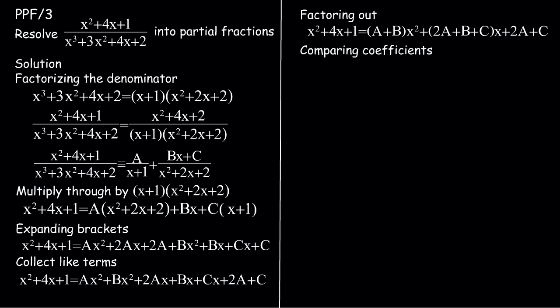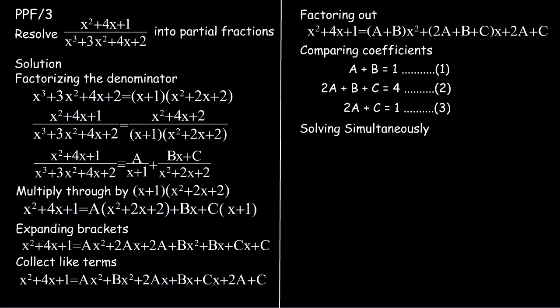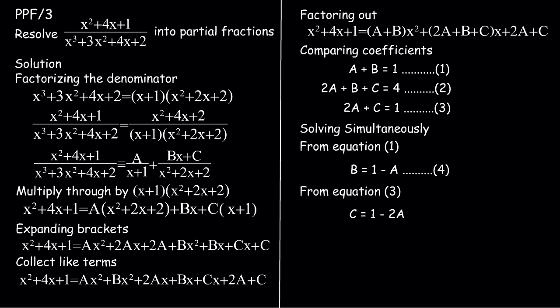Now comparing coefficients, we can see that a plus b will be equal to 1, 2a plus b plus c will be equal to 4, and 2a plus c will be equal to 1. This is going to be our equations 1, 2 and 3, and we'll be solving simultaneously. From equation 1, b will be equal to 1 minus a, and we're going to be making this equation 4. And from equation 3, c will be equal to 1 minus 2a.